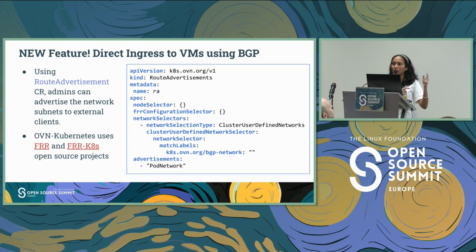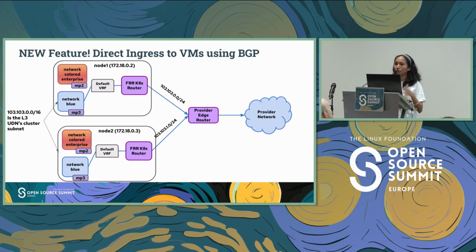And you can see a route advertisement YAML sample on my slide where you have the network selectors, and I've selected any network with the BGP network label on it. I want to advertise it. So when you do this, if we go back to our example of a blue network and a colored enterprise network, and I'm advertising a blue network in my case, which had the subnet 103.103.0.0/16, using the route advertisement YAML, I can advertise the subnet from each of my clusters to your provider edge router and to your provider network. So all your pods become directly routable.